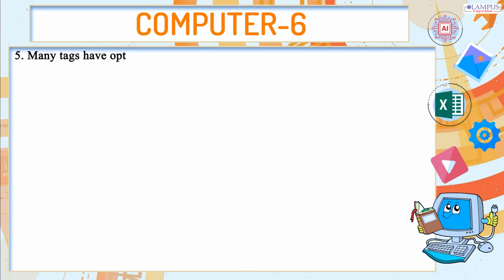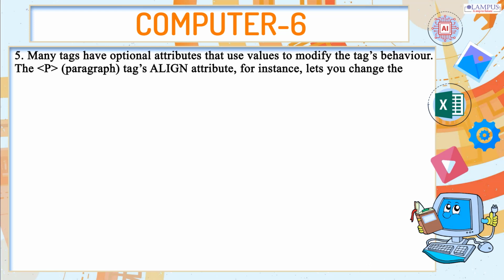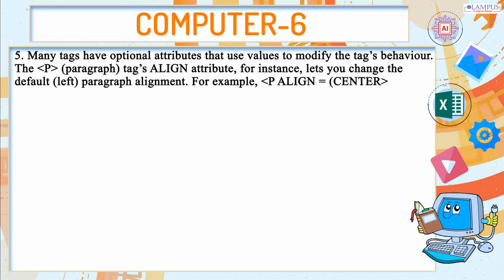5. Many tags have optional attributes that use values to modify the tag's behavior. The paragraph tag's align attribute, for instance, lets you change the default left paragraph alignment. For example, align equals center centers the next paragraph on the page.